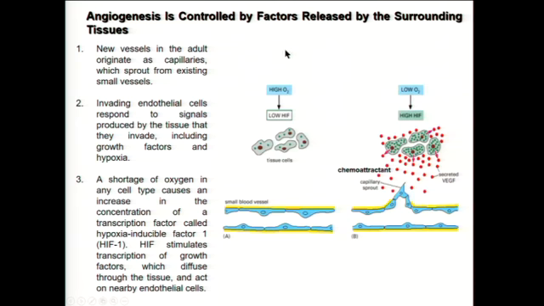Okay. So angiogenesis is controlled by factors released by the surrounding tissues. So the tissues that really need the increased circulation, they know that. I keep using the words "they know that." This is how they know that.